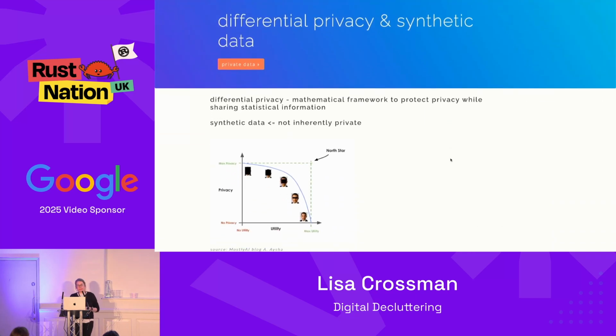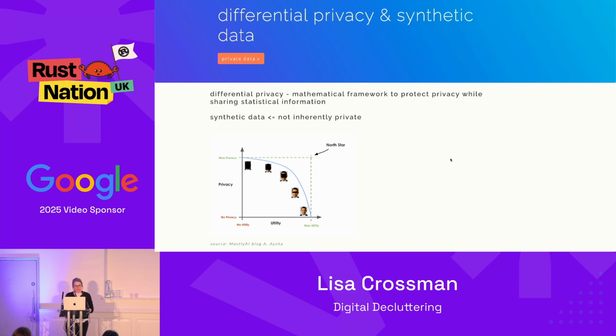Differential privacy is defined as a mathematical framework to protect privacy while sharing statistical information, and it builds into it a way to measure if the data is private enough. But synthetic data is not inherently private, so you still have to build privacy into it. And there's obviously a trade-off between the privacy and the utility of the data: when it's completely private, it might have no utility, whereas on the other side, maximum utility might not be very private.